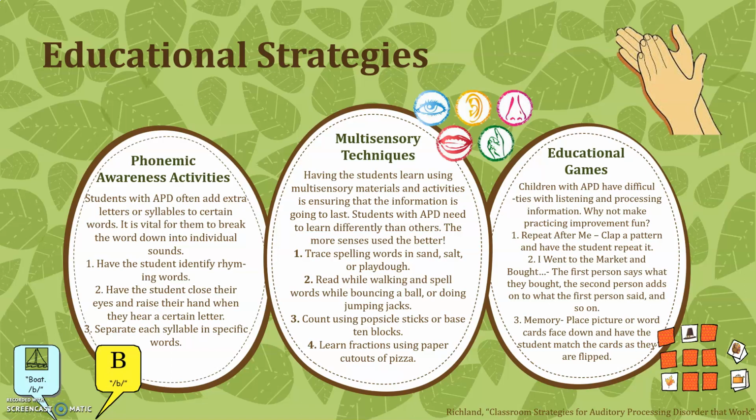The first technique that can be used is to trace spelling words in sand, salt, or Play-Doh. The second one is read while walking and spell words while bouncing a ball or doing jumping jacks. The third one is count using popsicle sticks or base 10 blocks. And lastly, they can learn fractions using paper cutouts of pizza.